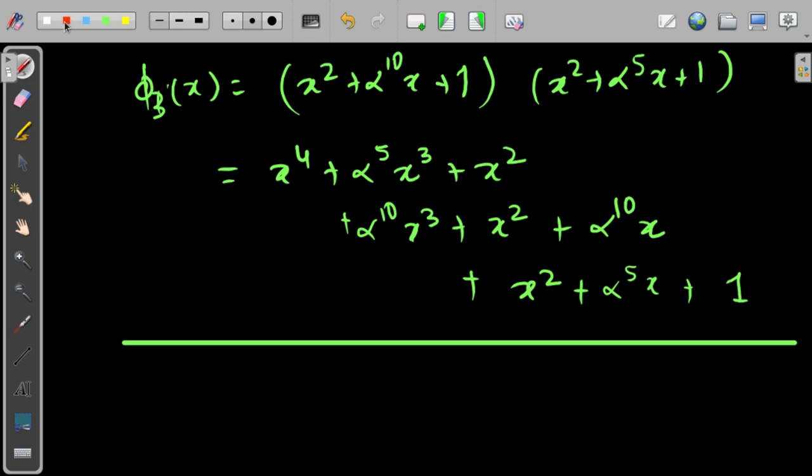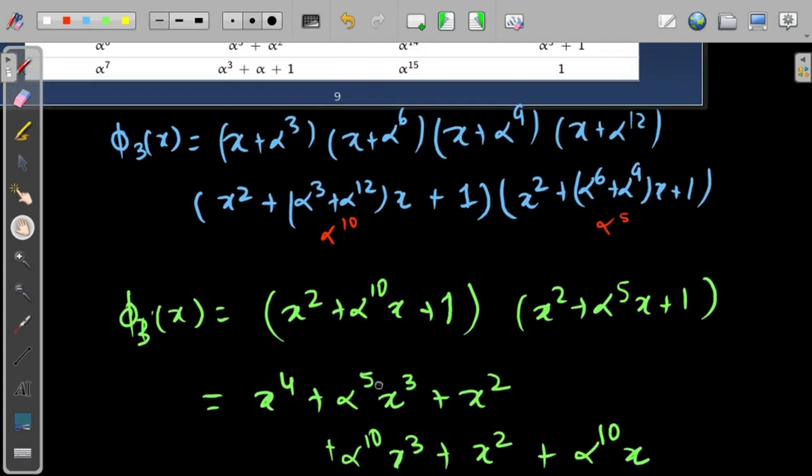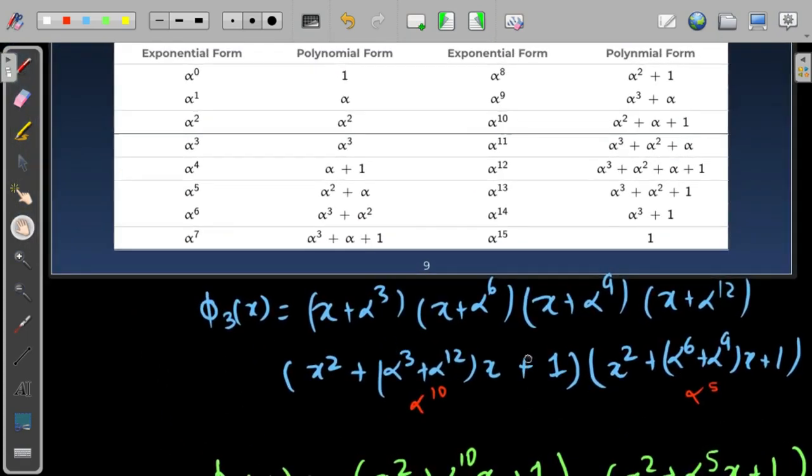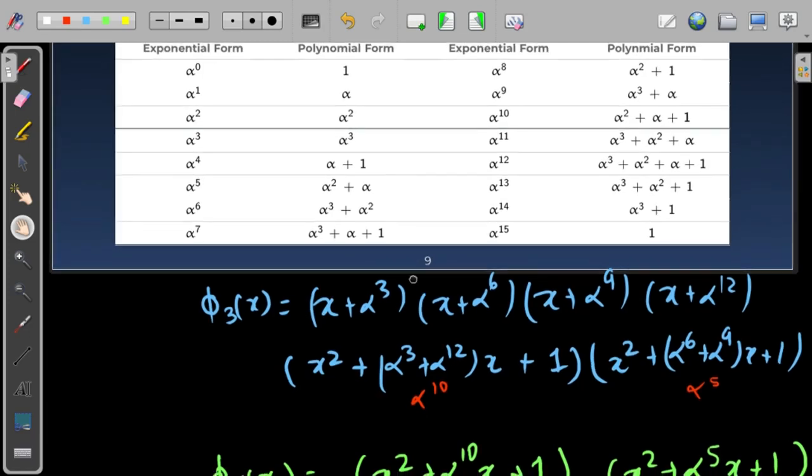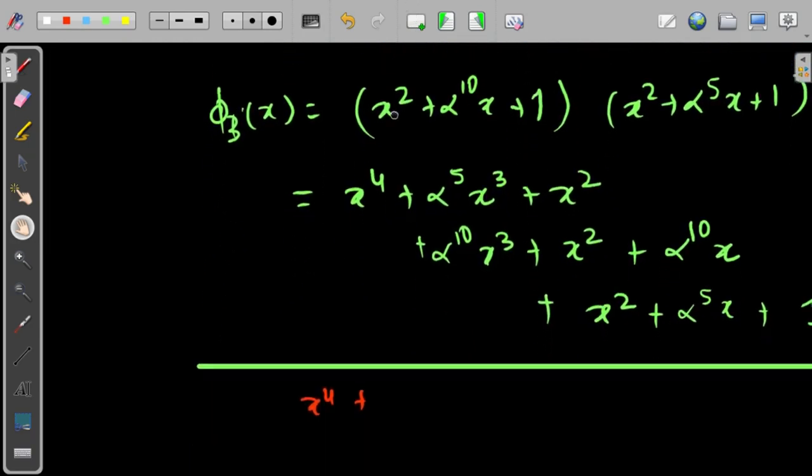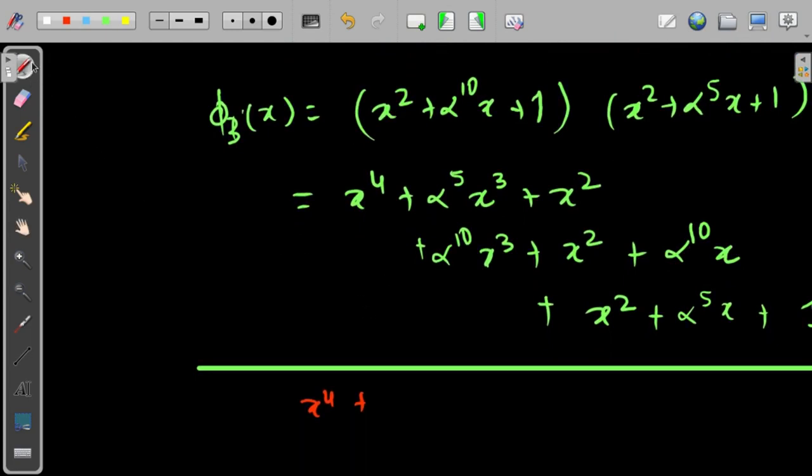It's simply going to be, you see, x to the power 4 here, and then I am adding alpha to the power 5 and alpha to the power 10, and you can see from here only that alpha to the power 5 is alpha square plus alpha, alpha to the power 10 is alpha square plus alpha plus 1. So alpha square plus alpha will get cancelled and I will have only 1 only, right? So I got x cube. The second answer is going to be x cube.